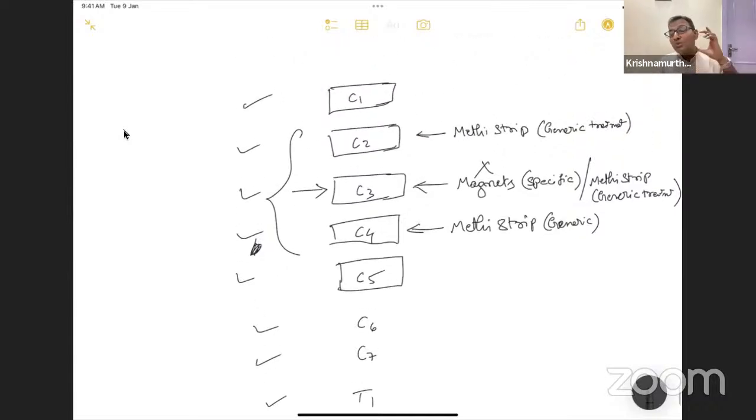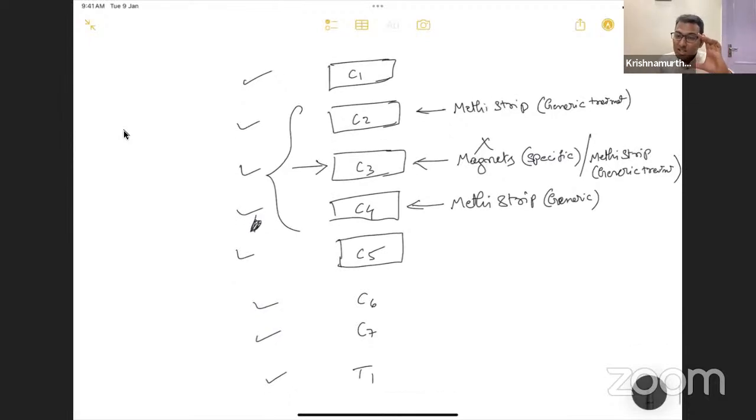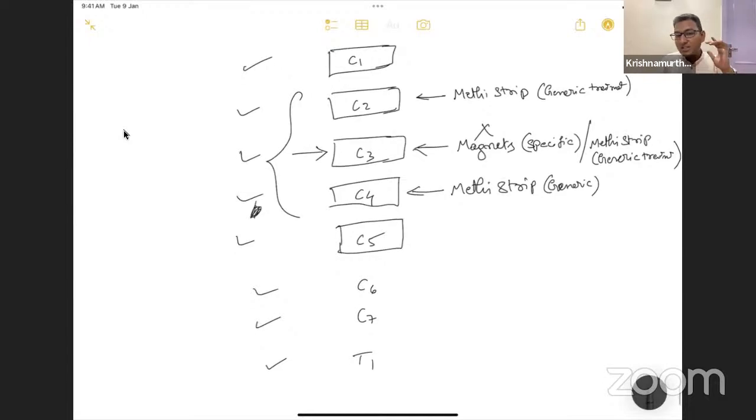So if you don't know which specific vertebra is having a problem, you just put it on that generic area. If you can make out that the upper part is probably okay and only the lower part of the cervical is having a problem, then you can treat only that. You don't have to treat the rest. But if you are not sure whether the upper or lower cervical is having the problem, you just put methi strip on all of these joints.